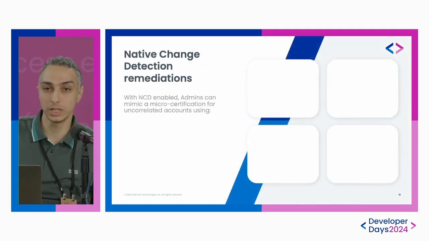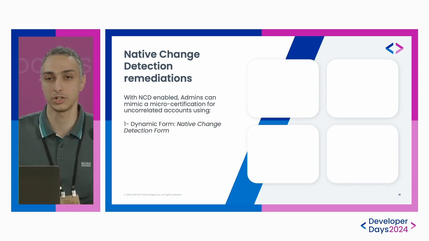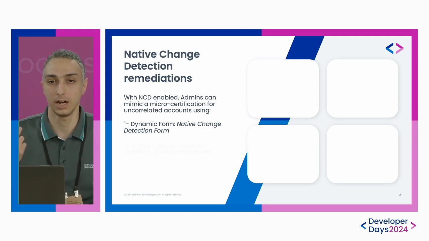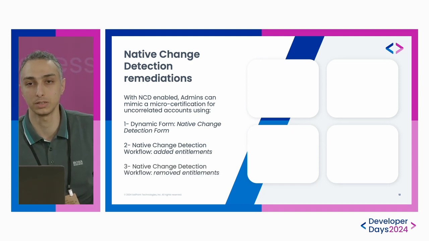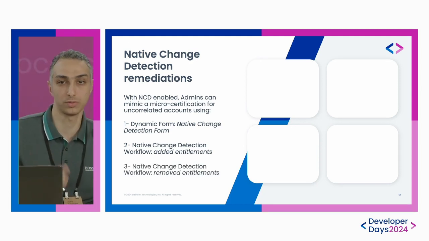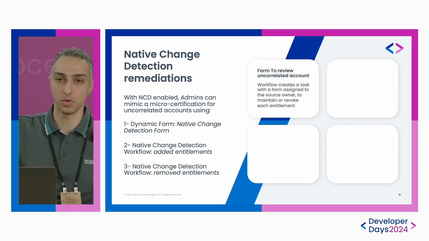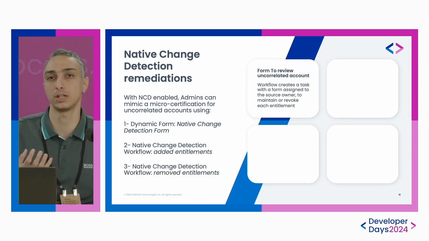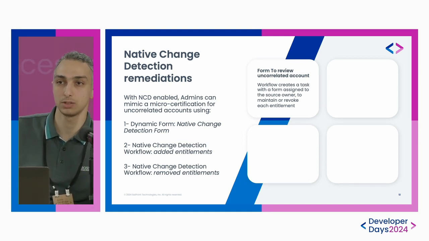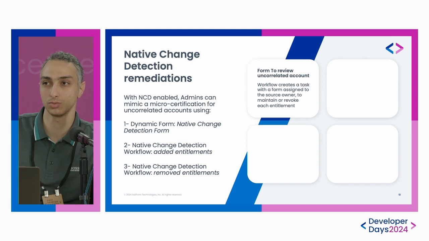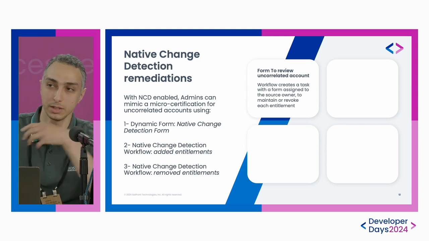So first, we have a dynamic form. I just called it the native change detection form. And I have created two workflows, one for the added entitlements and one that will be detected and triggered by the removed entitlement. What can this full solution offer? We can offer a form that we can pass all the uncorrelated account data to, and assign this form to the source owner, and let the source owner decide if this uncorrelated account is supposed to have this out-of-band added entitlement or not, so he can maintain it or revoke it.